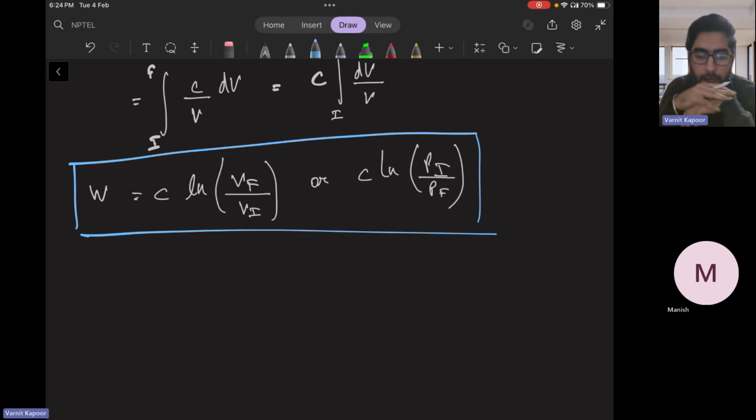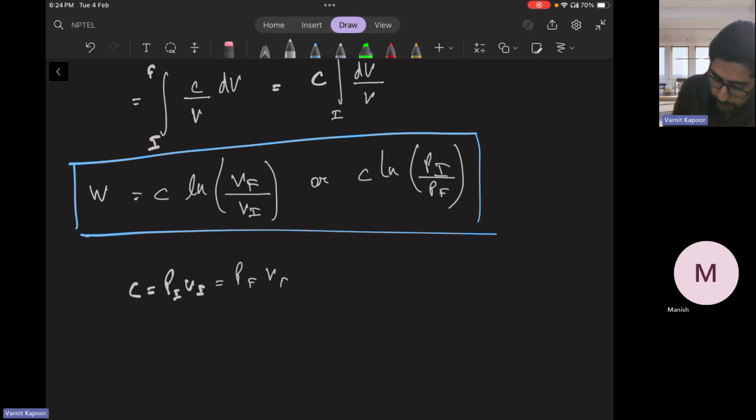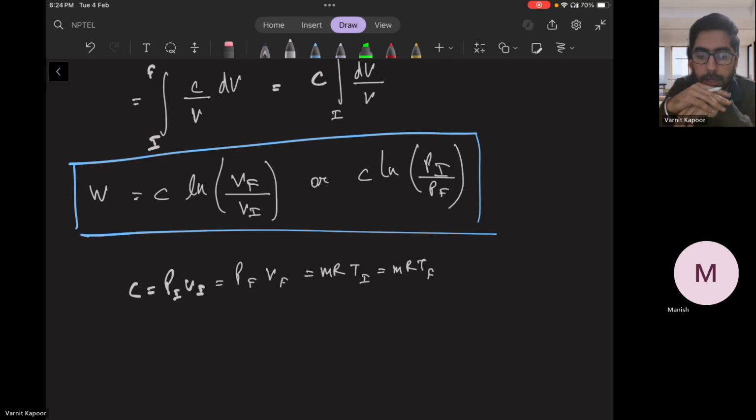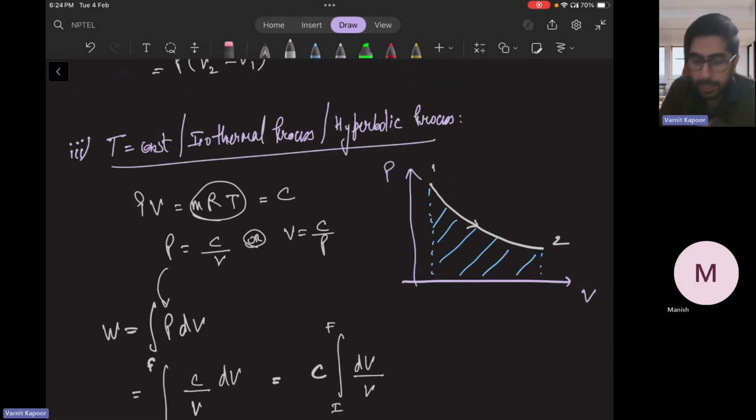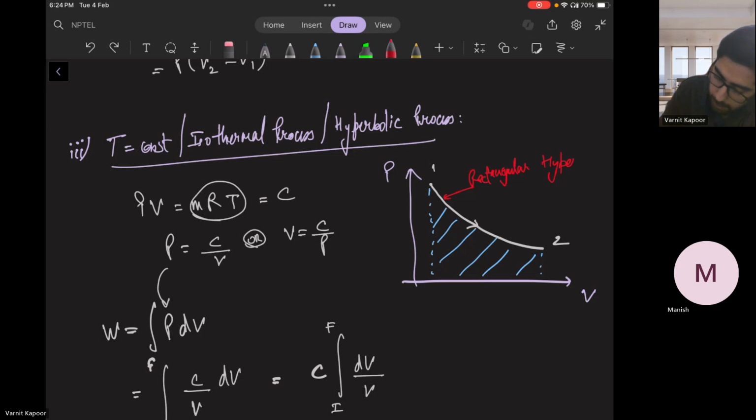Great. Because we know that the constant is Pi Vi equal to P final V final. Your constant is PV: P initial V initial, P final V final, or mRT initial or mRT final. All are the same thing. Okay. And it is a hyperbolic process, and it is a rectangular hyperbola as well. Rectangular hyperbola. Why? We'll understand that. Don't worry.